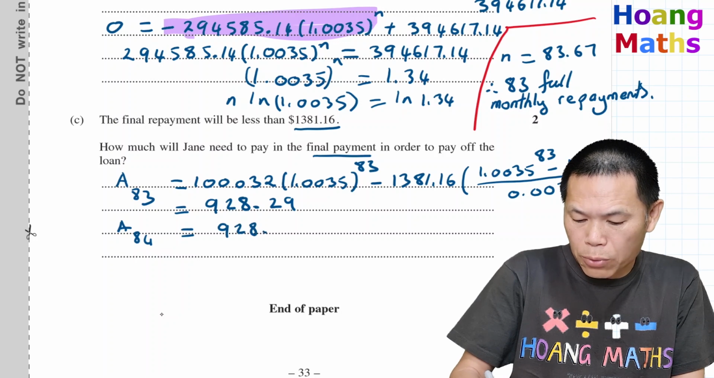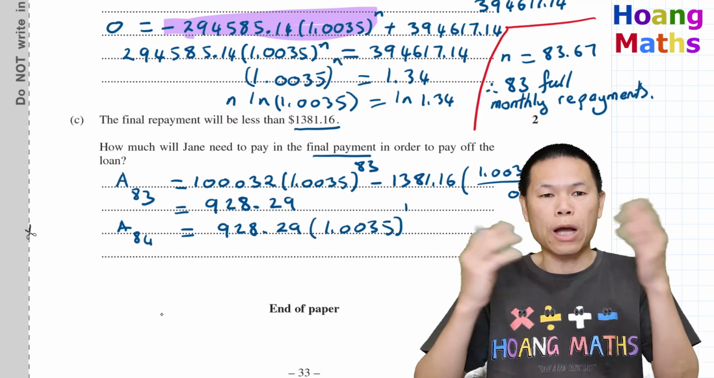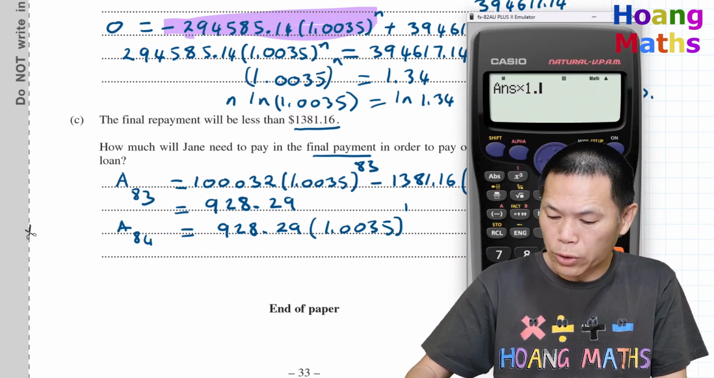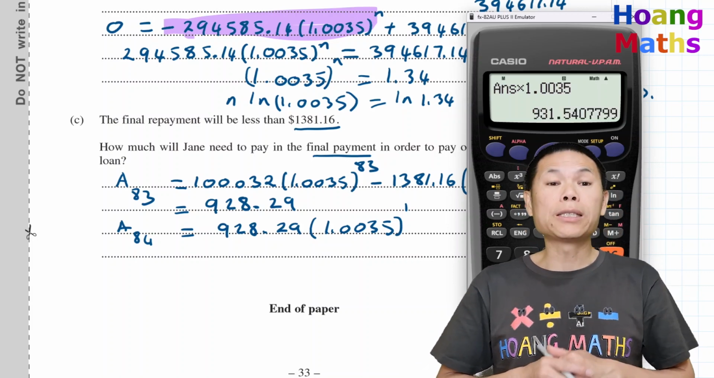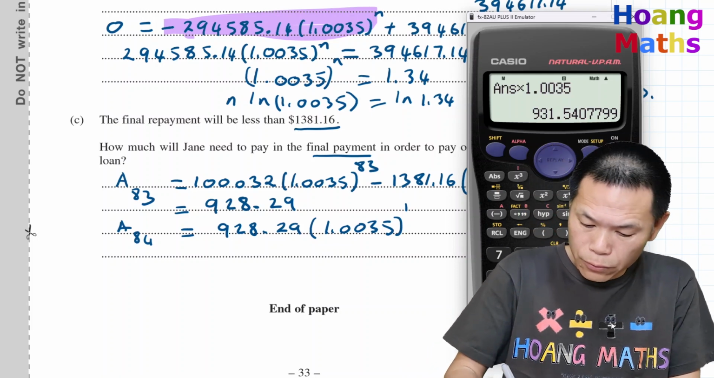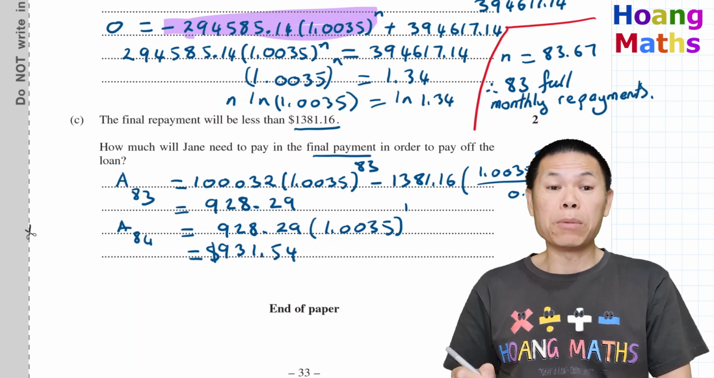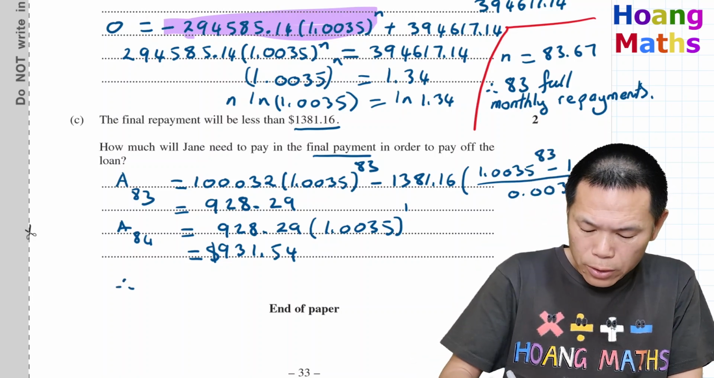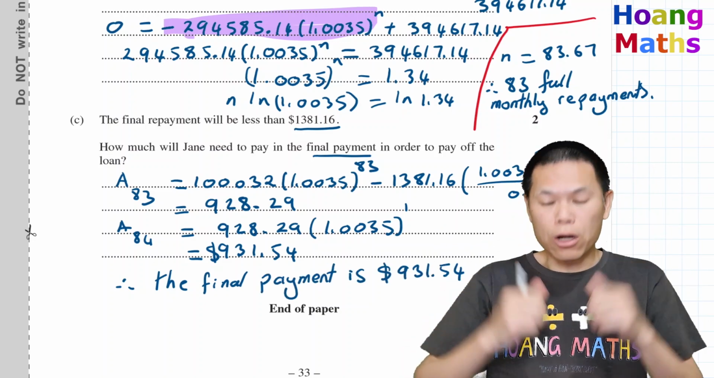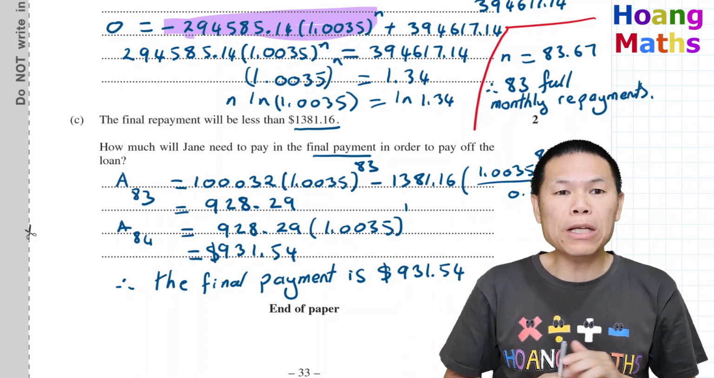So 928.29 we times by 1.0035, which is your compound formula from part 1. Now I just put it on the calculator: answer times by 1.0035. So this is how much you owe at the end of 84 months. Therefore, the answer is 931.54. That is how much you owe for the last month. So there you go, the final payment is $931.54.